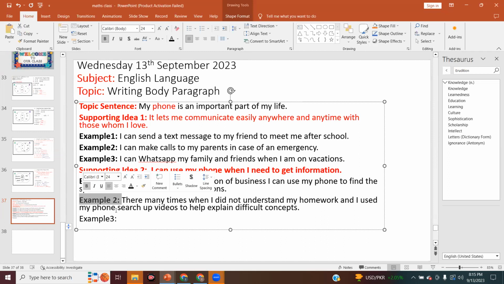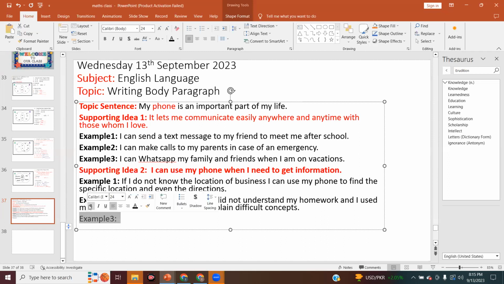His mic is on. It's annoying. Someone's mic is on. Oh, Calvin. All right.